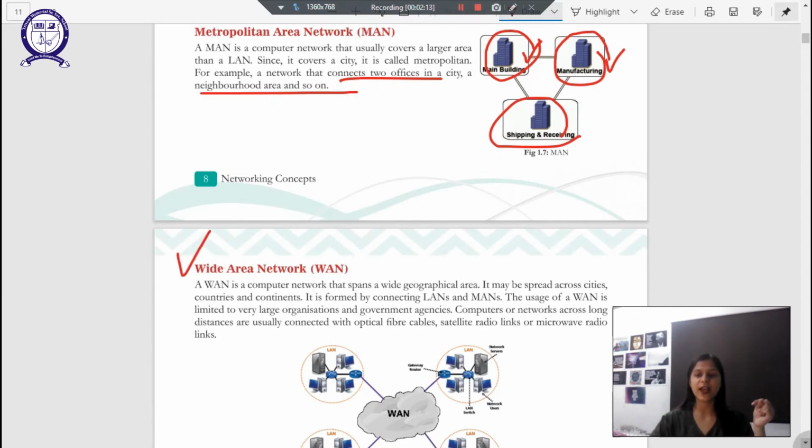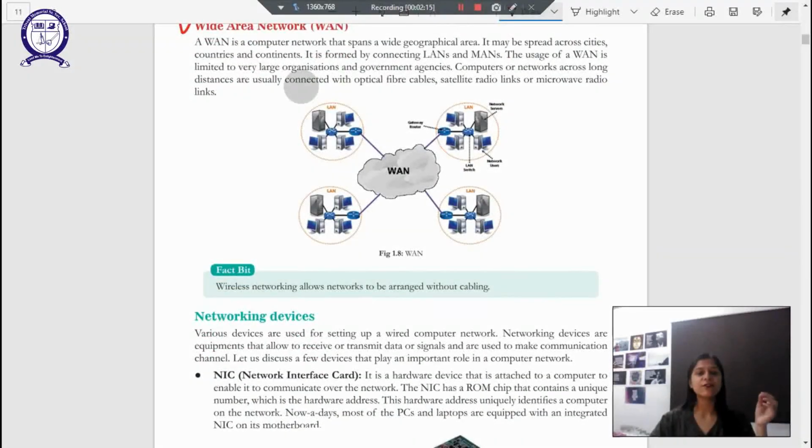Now we will study the WAN. A WAN is a computer network that spans a wide geographical area. It can be spread across cities, countries, and continents. So this is the biggest system. It is formed by LANs and MANs. That is what a WAN is all about. A WAN is nothing but the connection of various LANs and various MANs. They're usually connected with optical fiber cables, satellite radio links, or microwave radio links.